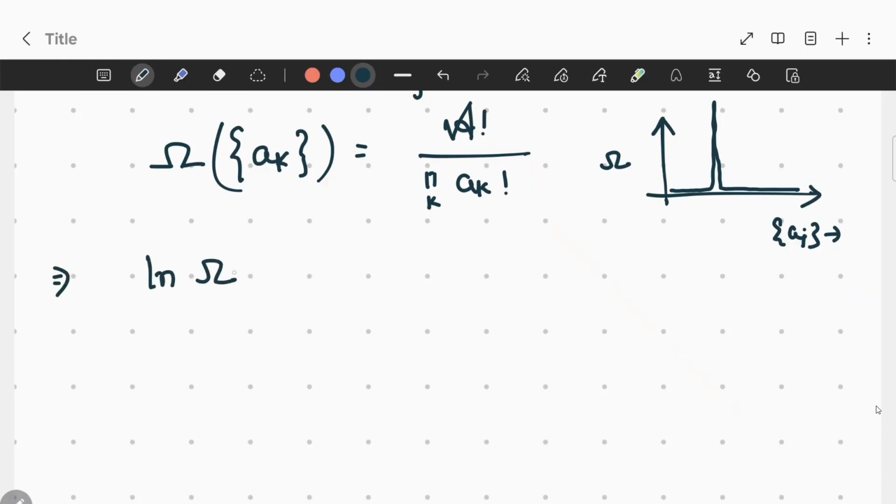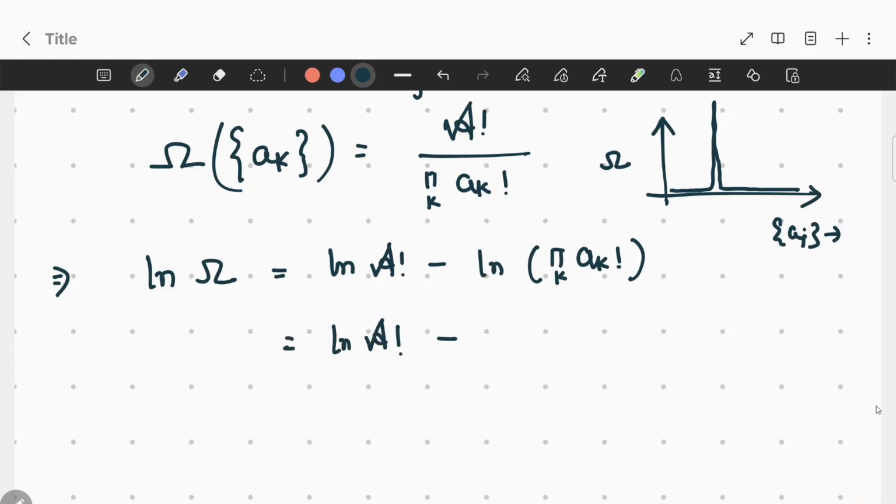So it is ln omega. I'm not carrying this part. You have to just keep in mind that the functional part is there, the argument part is there. So it will be ln A factorial minus ln a_k factorial. If you take this multiplication out of this log, then it will be a summation. So this is our ln omega.